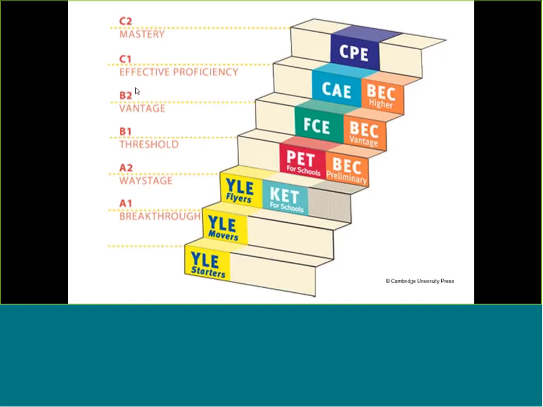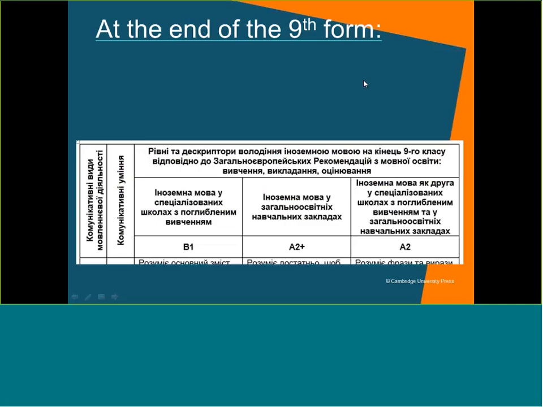And here you can see the exams. Exams have different meanings. For the ninth form, we have three different levels required. A2 plus is there. Don't get scared. This level is real. It's not something we created here. Yeah, it's real, and very soon you will see the detailed CEFR requirements of this level.